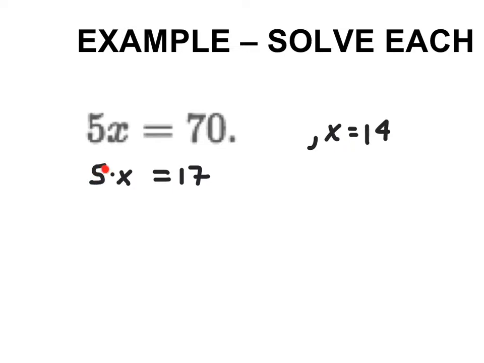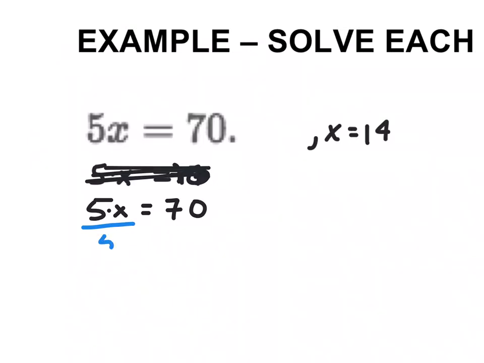But because I'm multiplying, then I think, okay, what's the opposite of multiplying? And that's division, okay? And this isn't 17, it's 70, sorry. Let me just rewrite it. 5x is equal to 70, okay? And still I'm doing 5 times x. So if I'm multiplying by 5, the opposite of multiplying by 5 would be to divide both sides by 5.